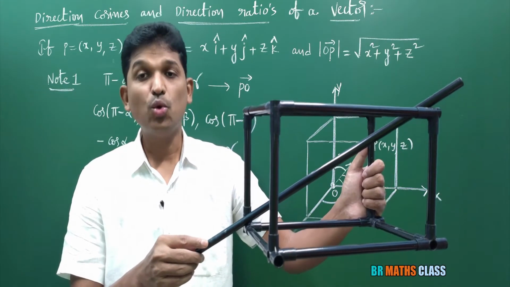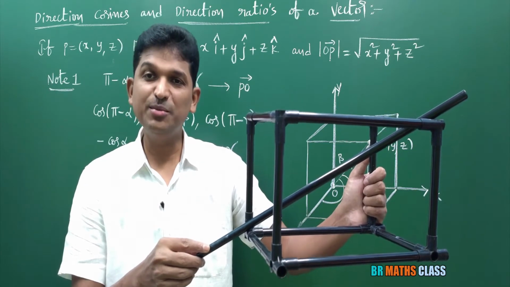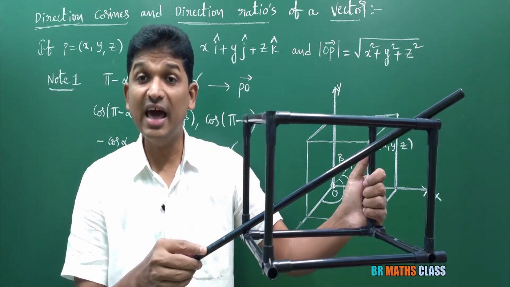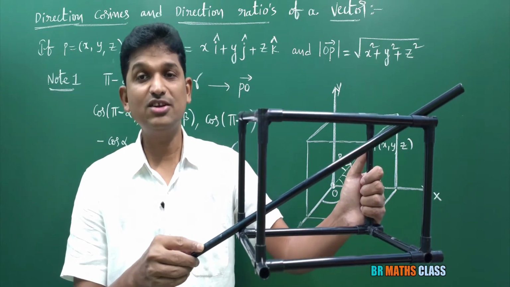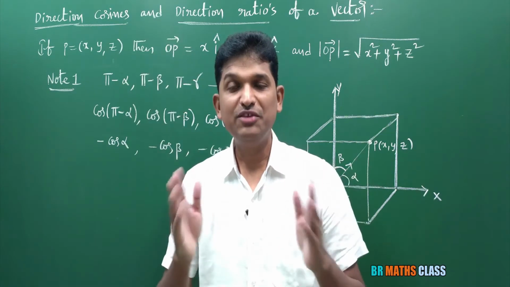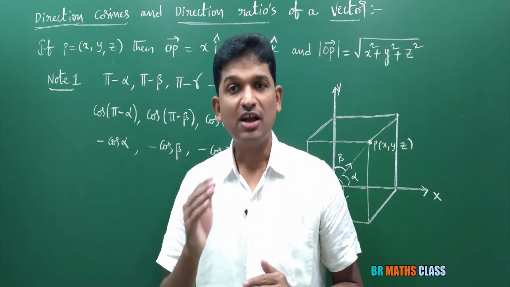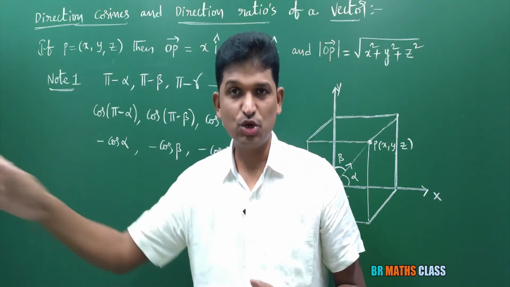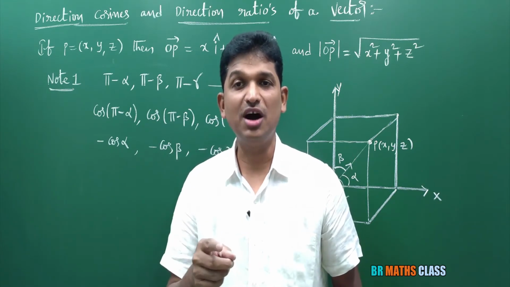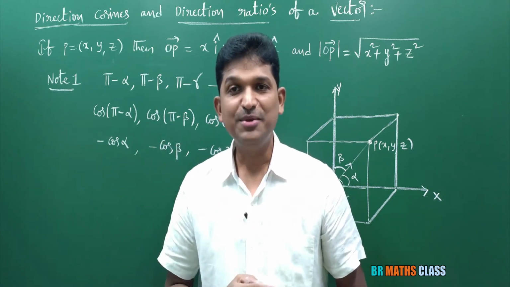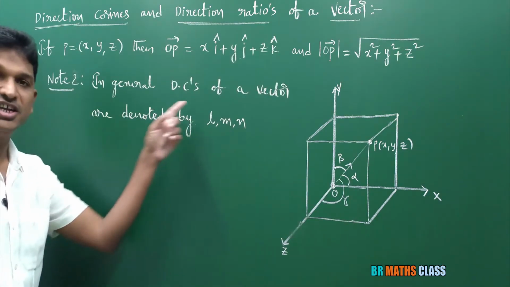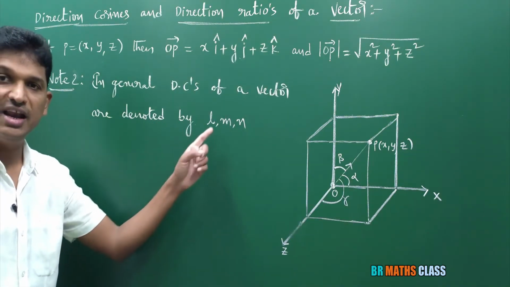At the same time, 180 minus alpha, 180 minus beta, 180 minus gamma are the angles made by line OP with the x-axis, y-axis, z-axis respectively. So when we speak about direction cosines of a line, cos alpha, cos beta, cos gamma are the direction cosines of a line. At the same time, minus cos alpha, minus cos beta, minus cos gamma are also direction cosines of that line. That means you will get two sets of direction cosines of a straight line. In general, direction cosines of a vector are denoted by L, M, N.